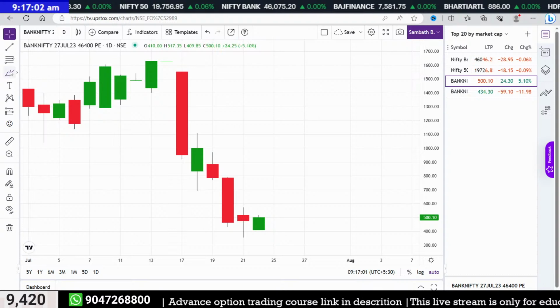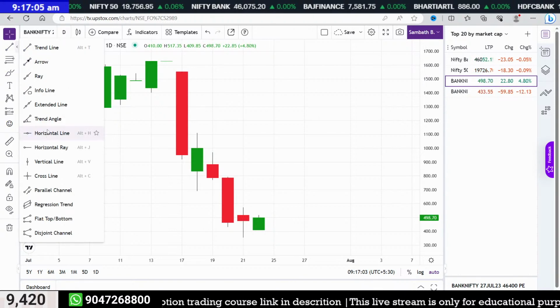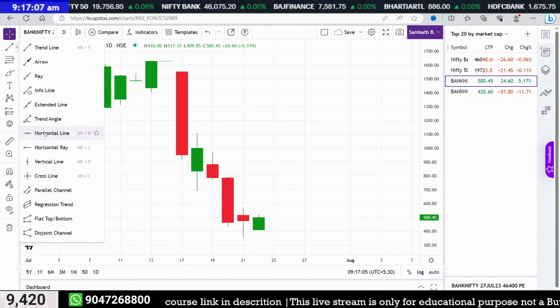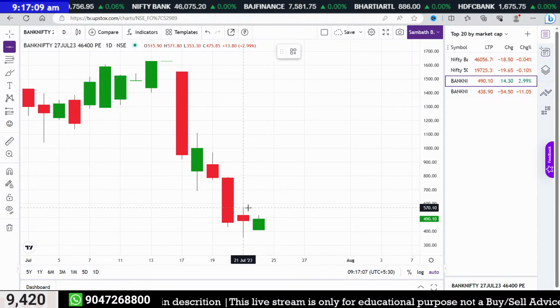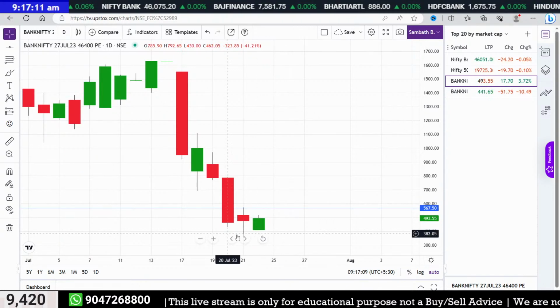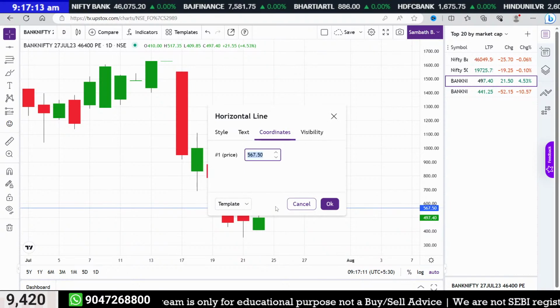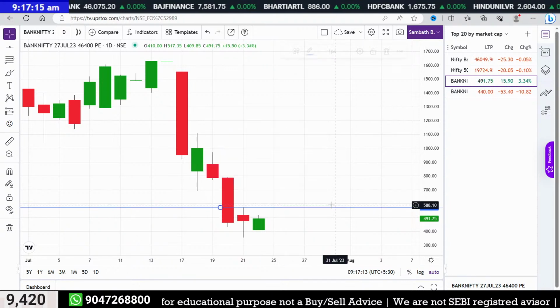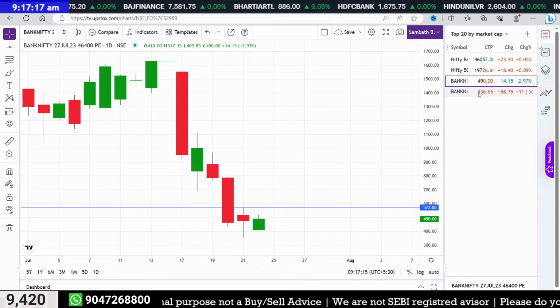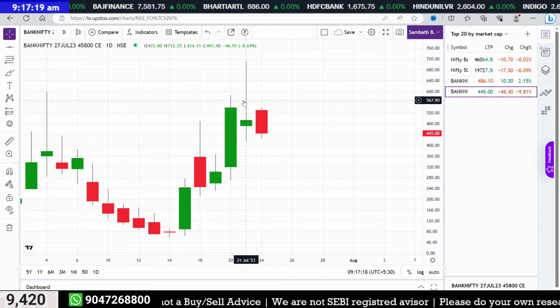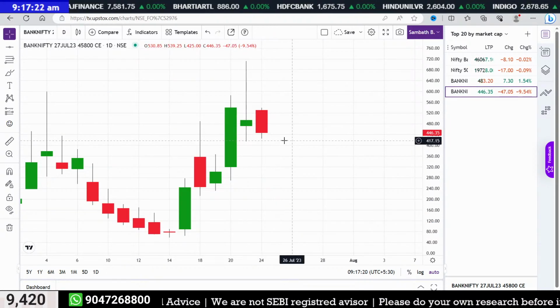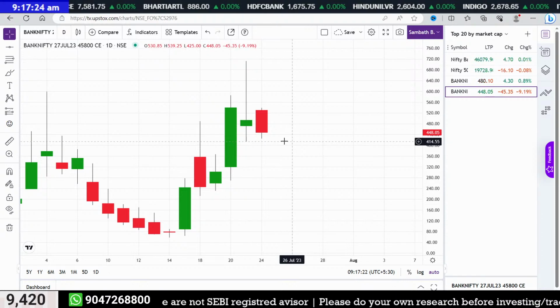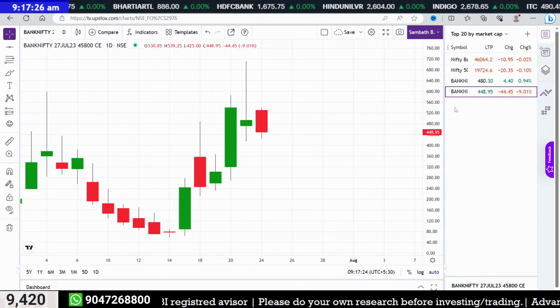So maybe we can track one more opportunity. The previous high is broken, so we may get some opportunity on this level, maybe the strike price 572. We can track that particular strike price, and this would be an inverted hammer, and maybe if it breaks below 414, we can expect down.